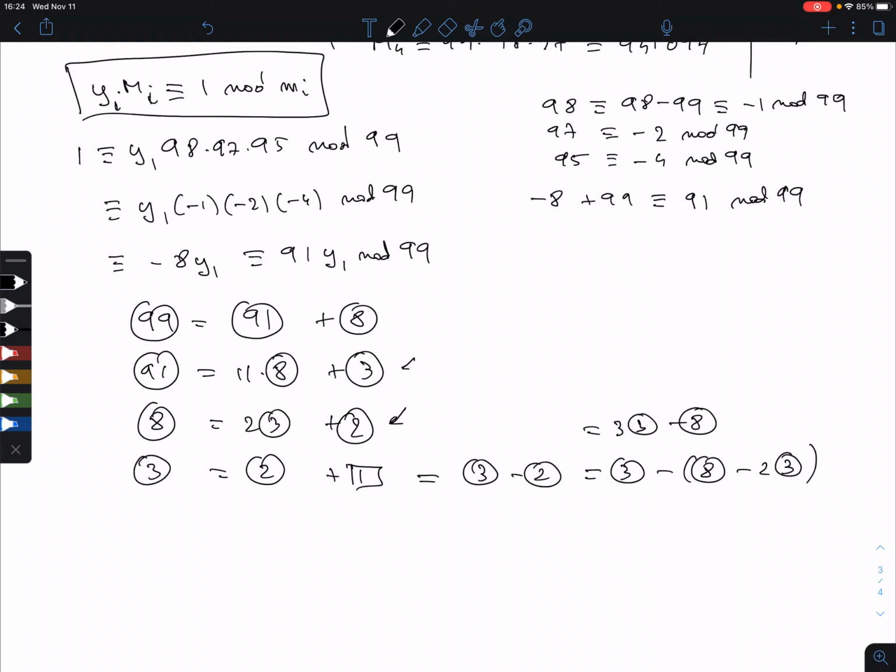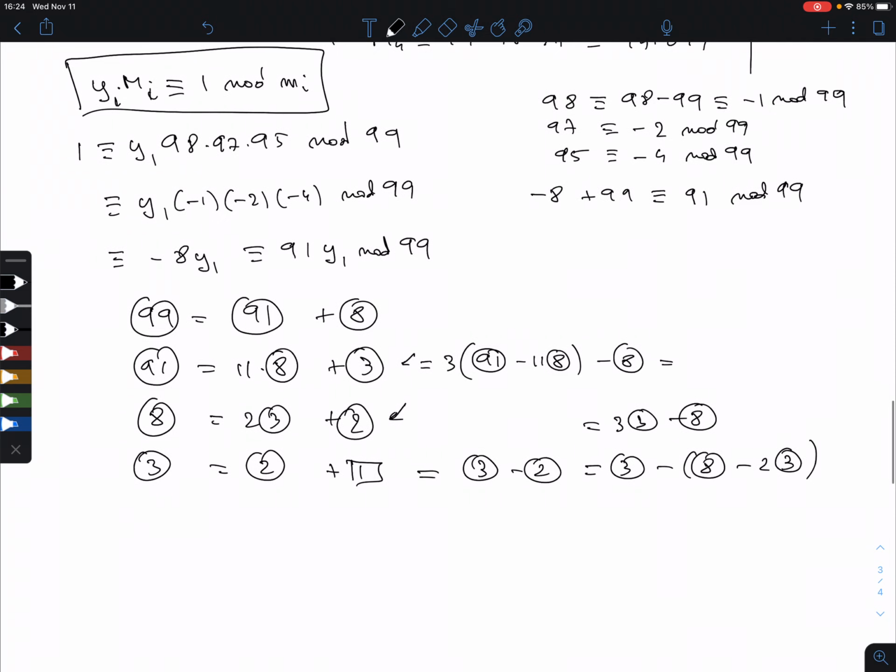So I should perhaps write this. I should have written it here. Okay, I'm going to write it here. So that is 3 times 91 minus 11 times 8 minus 8, right? My minus was a bit in the circle, but that's okay. So this is 3 times 91. And then minus 33 minus 1, so minus 34 times 8.